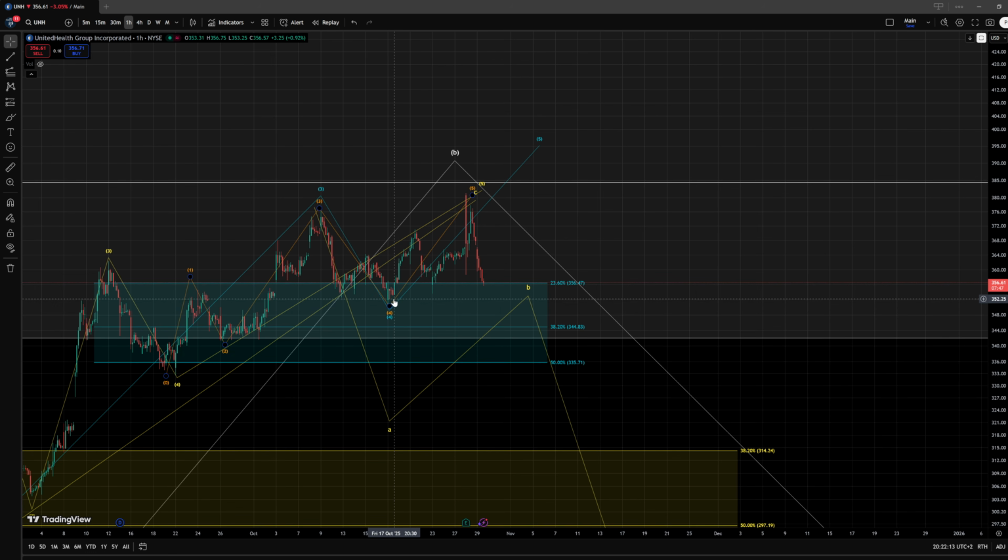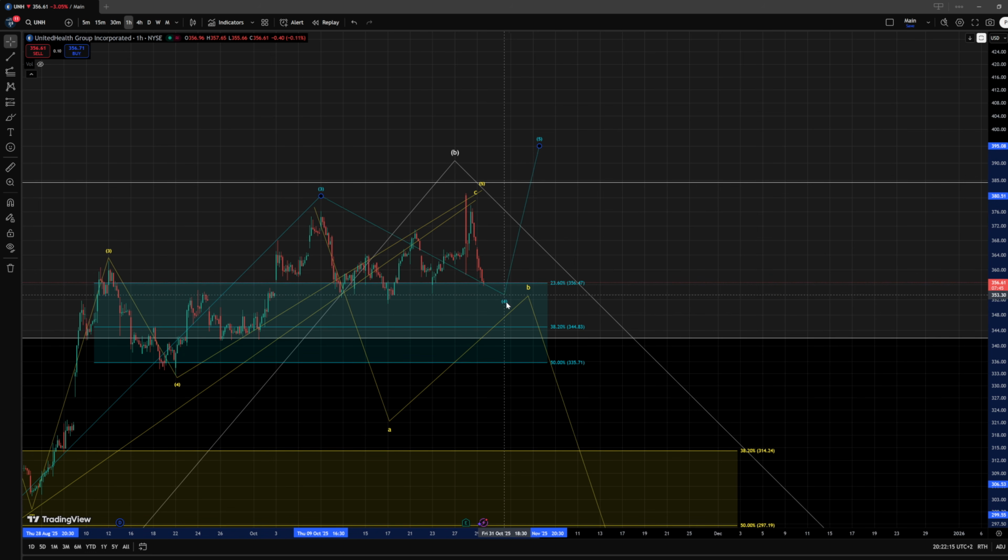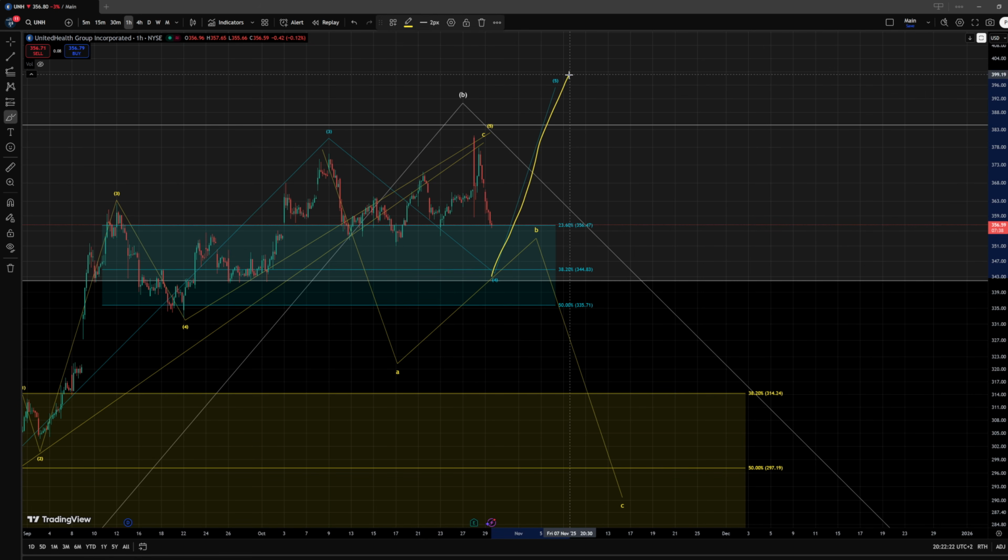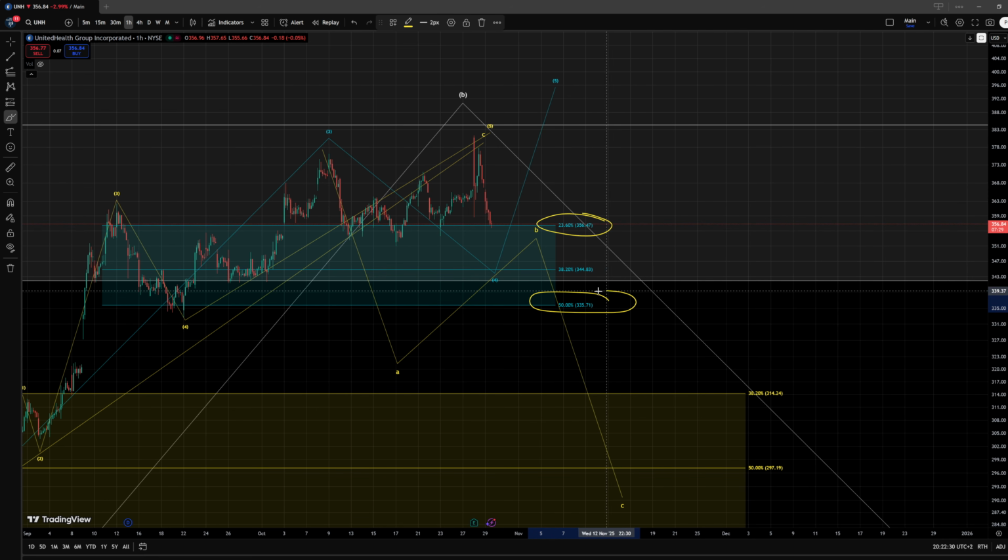Now it does, however, have another chance. If we find a reset here within this wave 4 in blue, we can look still for higher prices within a follow-up wave 5, and we do still have this area of support for such a pattern to occur between the $356 level all the way down to the $335 level at the 50% retracement.